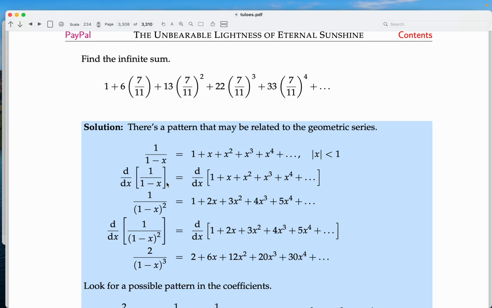Then I took a derivative. I got this over here. And the reason I want to get numbers is that I want to get close to these numbers over here. This takes some playing with it. I'm not seeing it right away. And the next thing I did is to do another derivative. I got this thing over here.